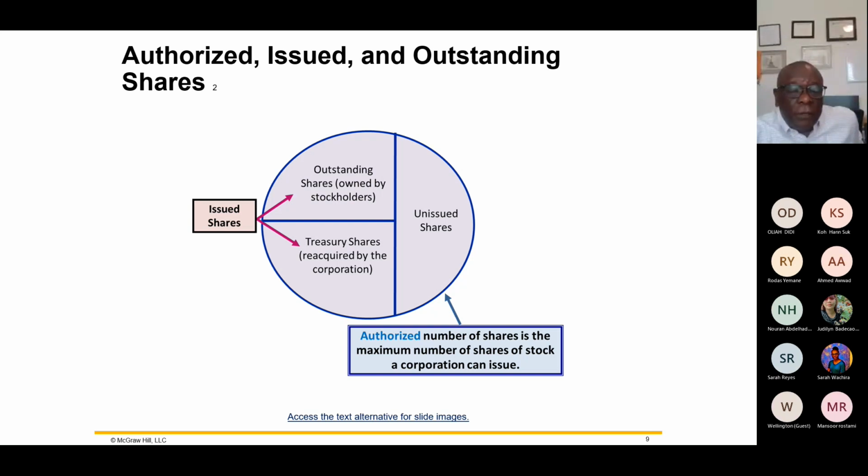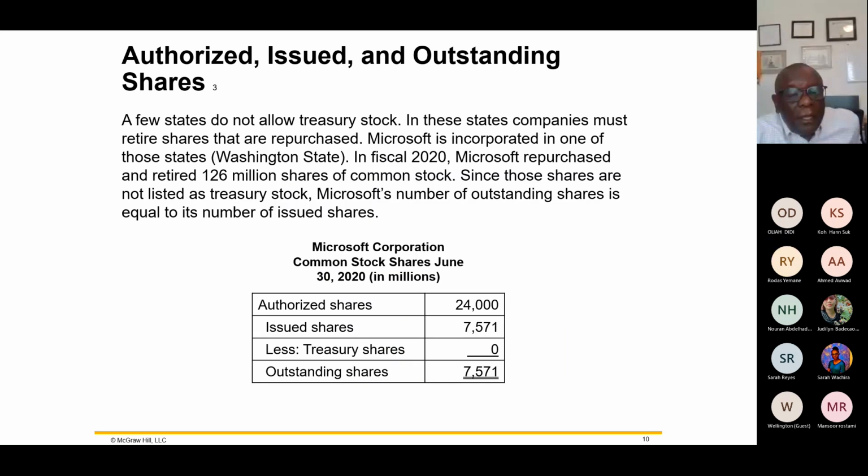And then what we call treasury shares. You can tell us what treasury shares mean. What do we mean by treasury shares? I believe these are the shares that the company buys after they're issued. The company itself buys the shares.